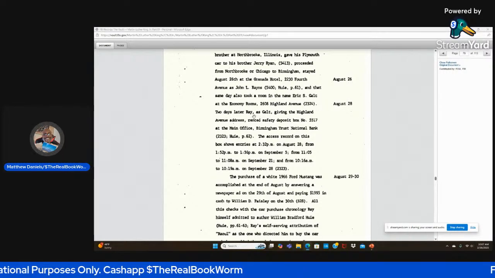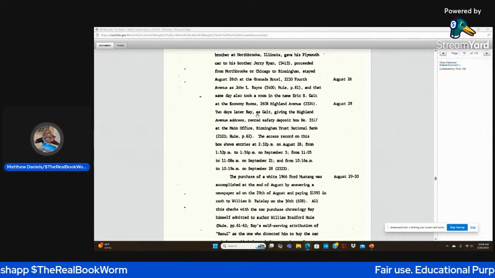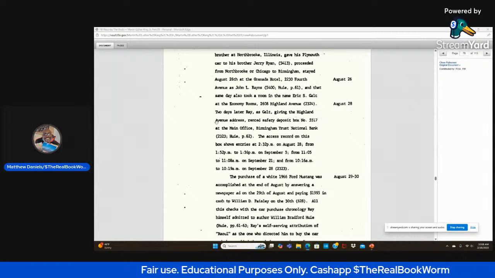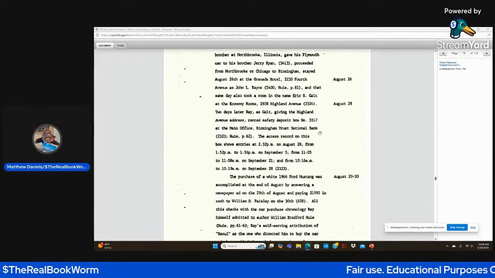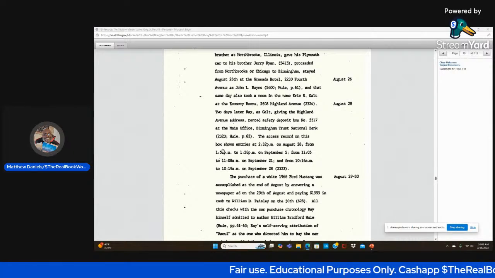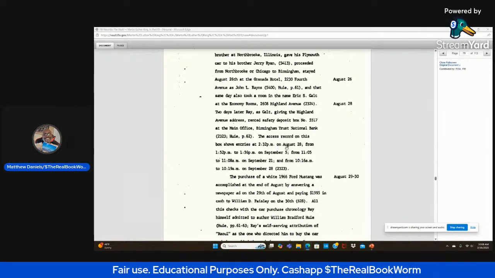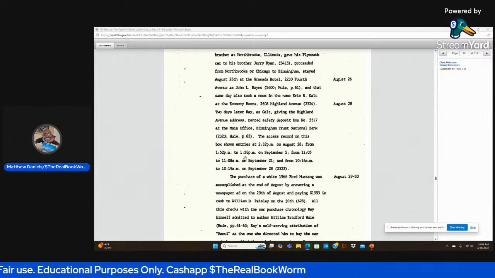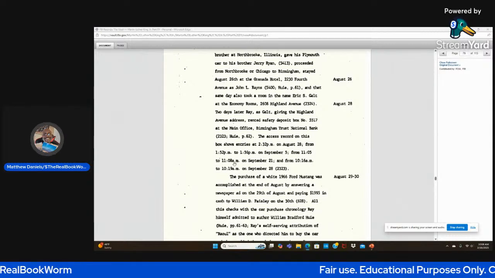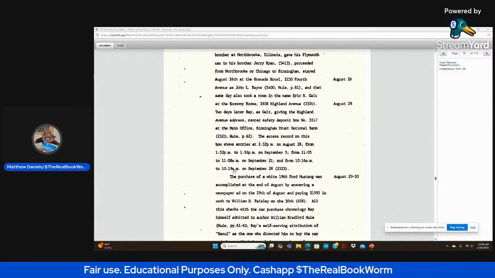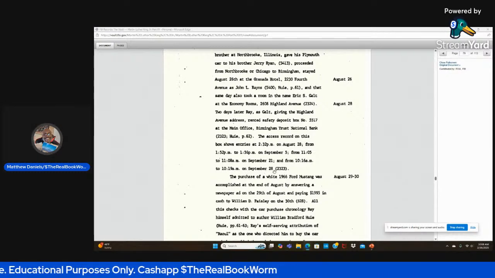Two days later, Ray as Galt. So now he's living as three different people. Two days later, Ray as Galt, giving the Highland Avenue address, rented safety deposit box number 5517 at the main office, Birmingham Trust National Bank. The access record on this box shows entries at 2:32 p.m. on August 28th, from 1:52 p.m. to 1:56 p.m. on September the 5th, from 11:05 to 11:08 a.m. on September 21st, and from 10:16 a.m. to 10:19 a.m. on September 28th.